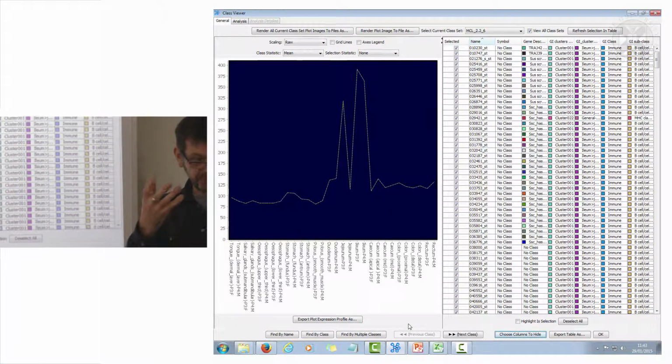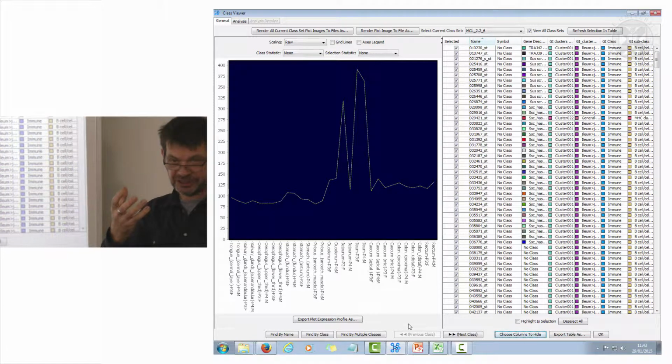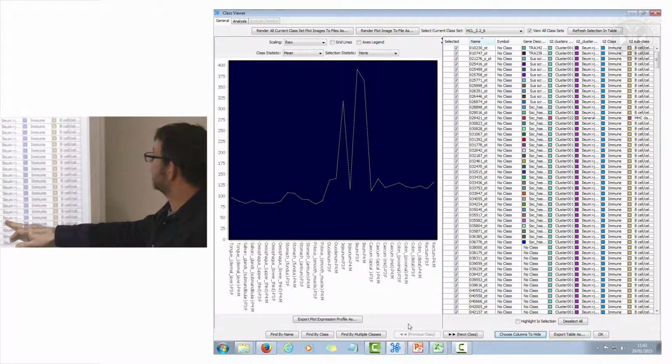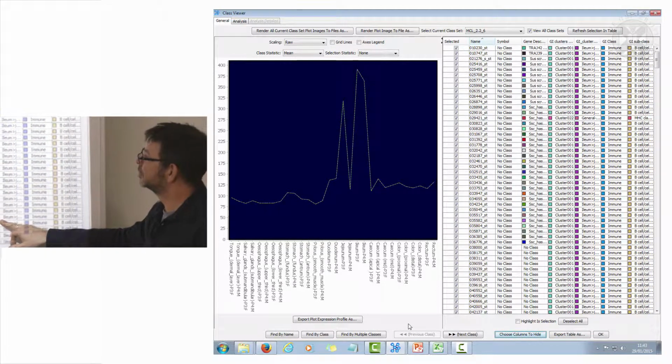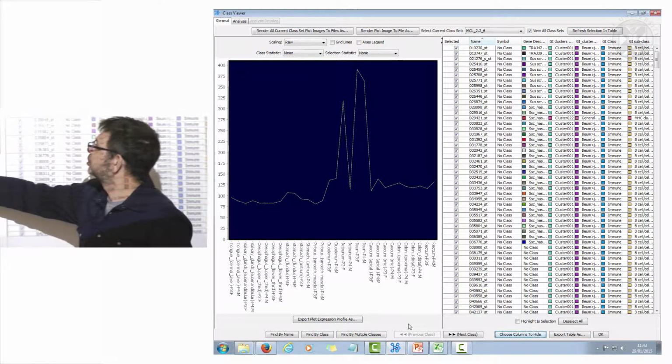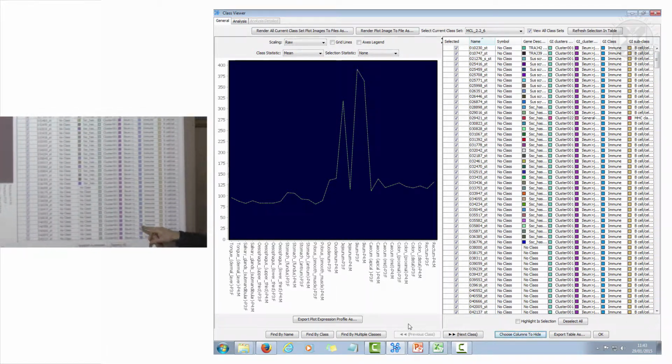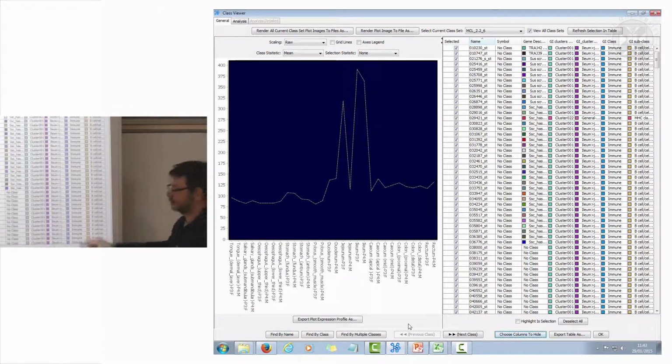It's the biggest cluster. So cluster 1 is always the biggest cluster of genes. That I've called the ileum jejunum. So that's the ileum, that's the jejunum. It's full of immune genes.